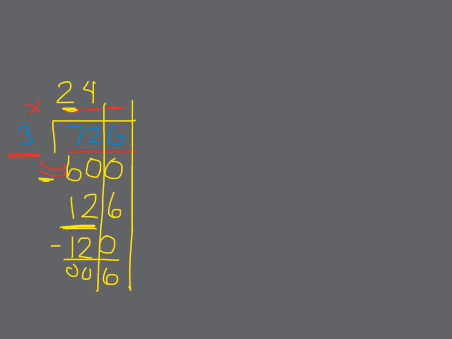How many groups of 3 come out of 6? Again, easy. 2. 2 times 3 is 6. And we're done, right? We've finished our division problem. And we never had to multiply by anything bigger than 4. You can use your multiplication table. Let's take a look at another one.